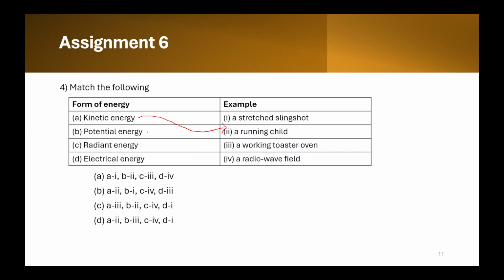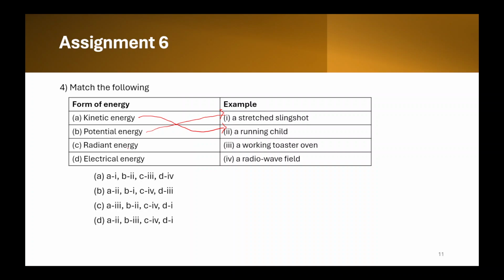So I guess the correct option here will be stretched slingshot, because when a slingshot is not stretched, it is at rest, and when you stretch it backwards, it will possess some potential energy with it, and that potential energy will be another form of potential energy, elastic potential energy, and when you release it, it will possess some kinetic energy. So the correct answer here for the potential energy is a stretched slingshot.